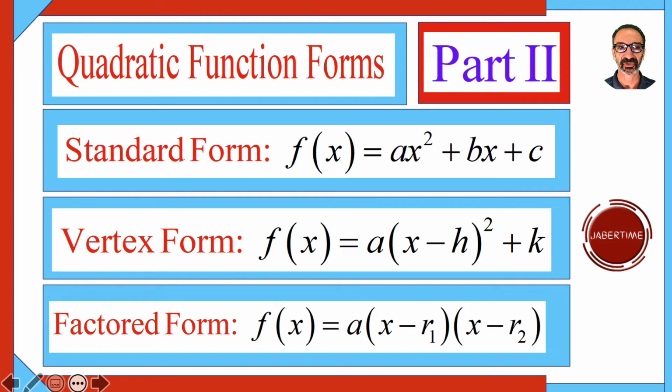Today I'm going to go over quadratic function forms. This is part 2. I'm going to go over the standard form, the vertex form, the factored form, and the benefit of each. For example, the standard form mainly talks about the c, which is the y-intercept. For the vertex form, the main part is the h and k, which is the vertex, where you could tell that you have a maximum or a minimum at that point. The factored form, the main part is the zeros or the roots, where the graph crosses the x-axis. Let's get into it.